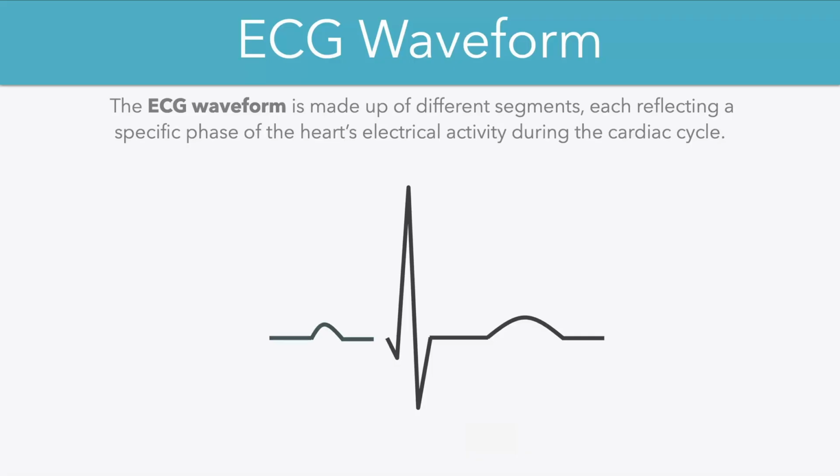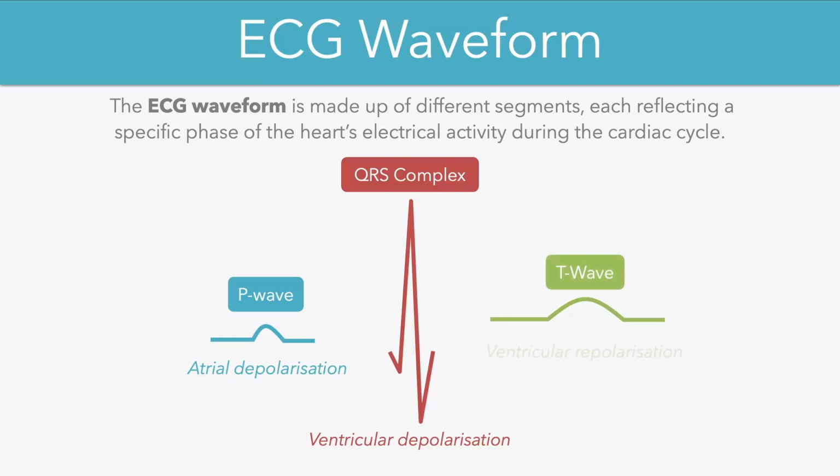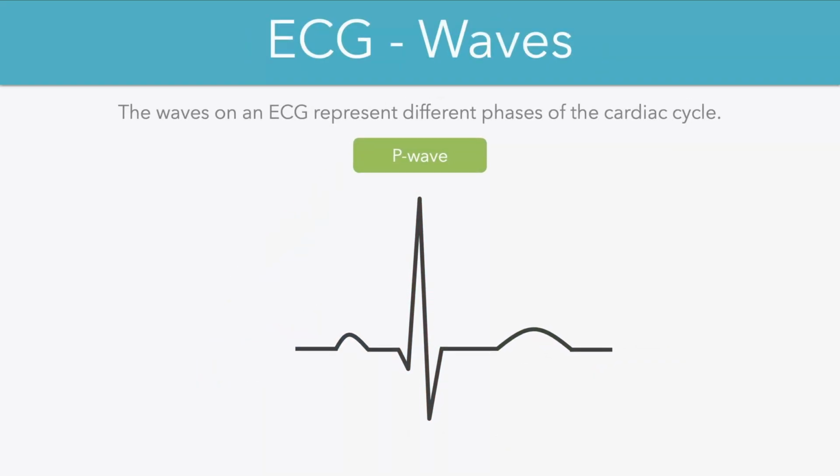We have our P wave at the start, which represents atrial depolarization. We have the QRS complex in the middle, which represents ventricular depolarization, and we have the T wave at the end, which is responsible for ventricular repolarization. If we take a look at each of these waves individually, starting with the P wave first, we can ask a couple of questions for each wave to determine whether it's normal or abnormal.